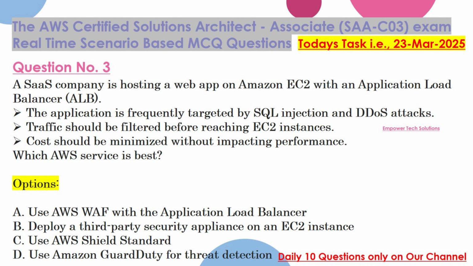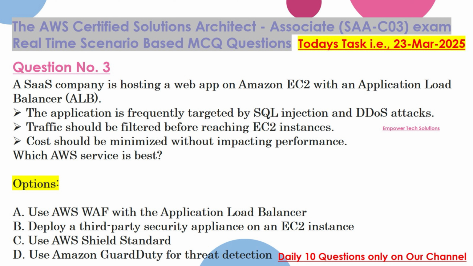Question 3. A SaaS company is hosting a web app on Amazon EC2 with an application load balancer, ALB. The application is frequently targeted by SQL injection and DDoS attacks. Traffic should be filtered before reaching EC2 instances. Cost should be minimized without impacting performance. Which AWS service is best?